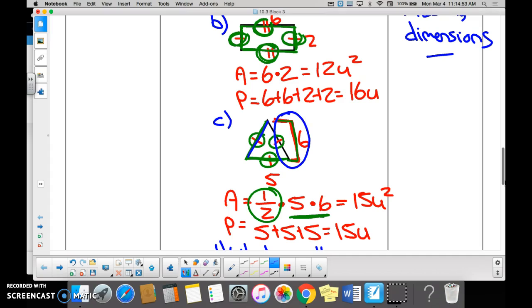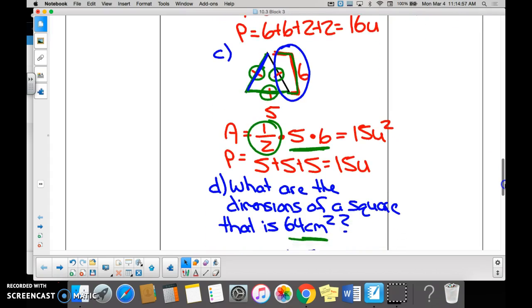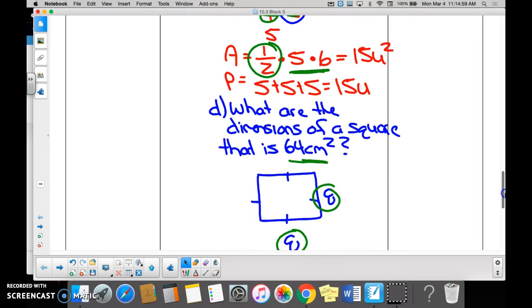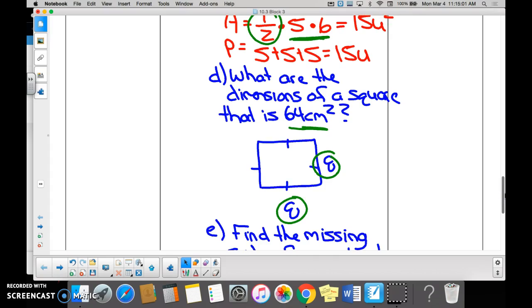Is this the height of a triangle? No, it's not the height, that's the side length. What are the dimensions of a square? If it's 64 centimeters squared, we know it's 8 by 8, right? But if we did not know that this was an 8, this was an 8 before, yes, no? So since it's a square, we can call it an x and an x, yes, no? Or a base and a height, I don't care.